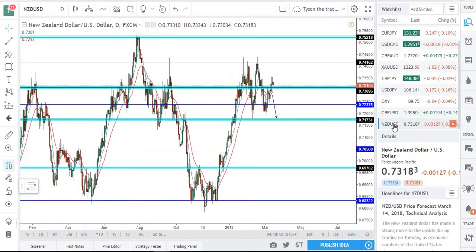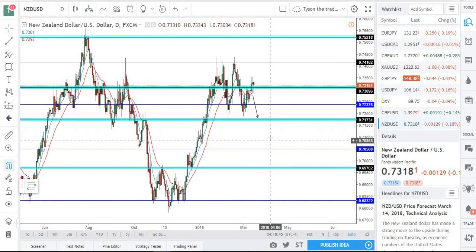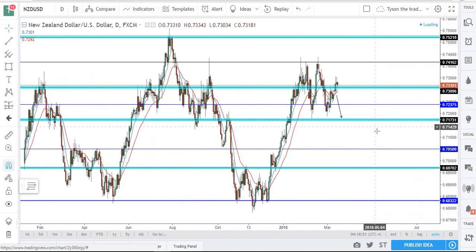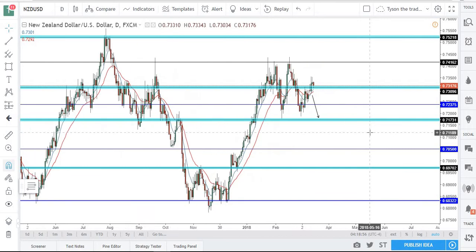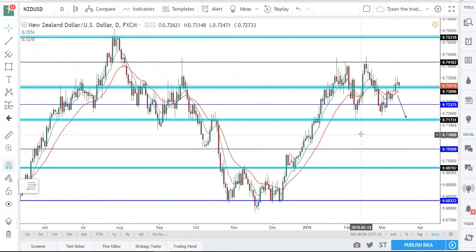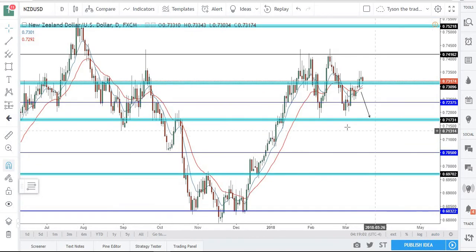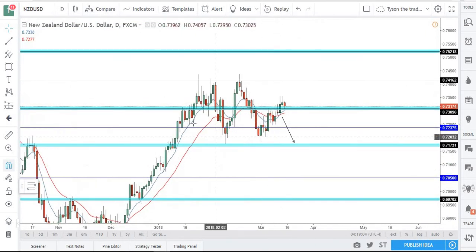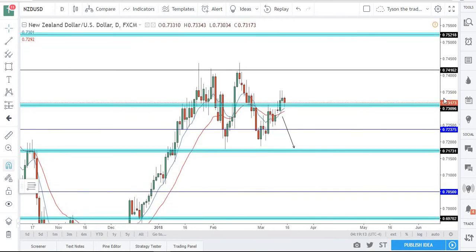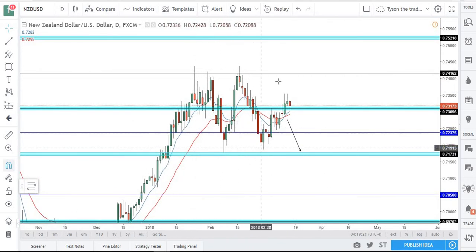Now we have NZD-USD. Now it's time for us to identify a range-bound market that is moving sideways. So when we talk about a range-bound market, it means it's moving in between support and resistance. So it's safe now to say that NZD-USD is range-bound, because ever since we started this year, we've been moving in between 0.74 and 0.71. 0.74 is our weekly resistance and 0.71 is our monthly support level. So price has been moving in between these levels.